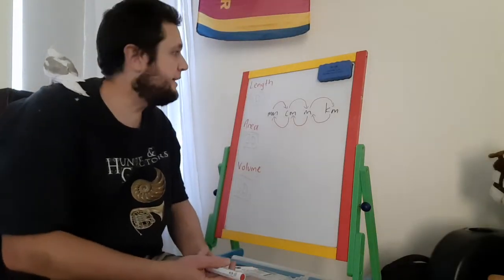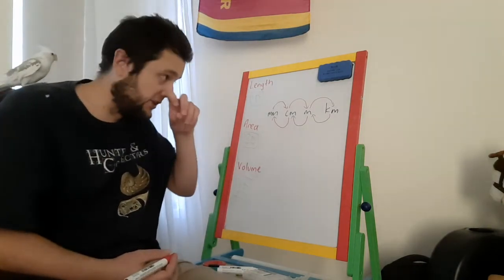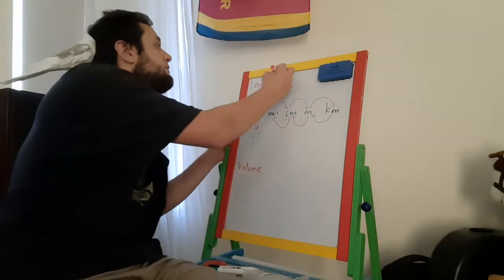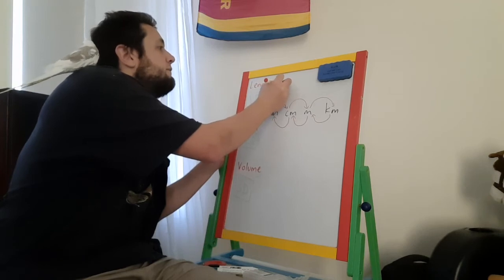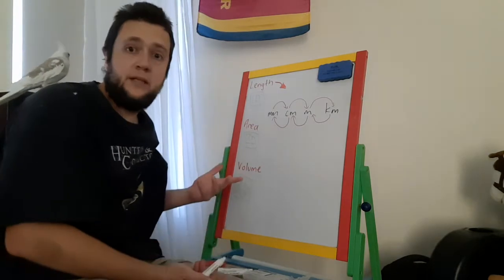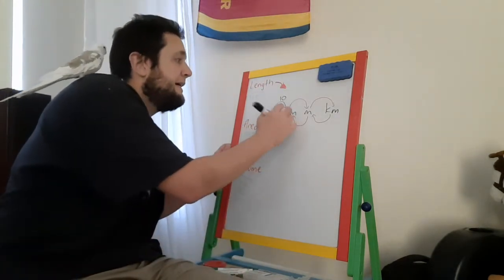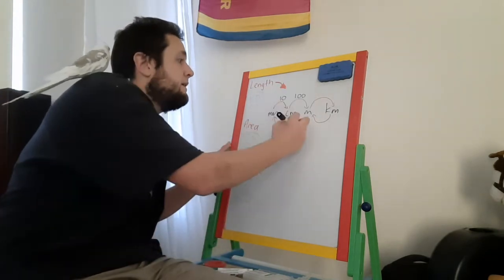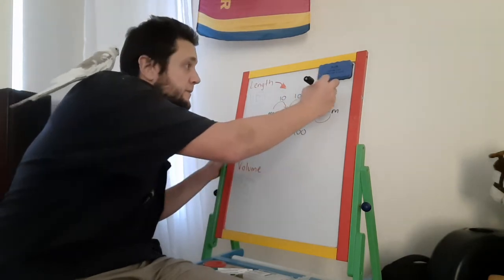All right. Now, I'm just going to quickly talk through what actually changes in your conversion rates when you go from length to area to volume. So first off, this is a diagram we're going to do for length. All right, we're going to look at length first. Now, first off, how many millimetres are in a centimetre? 10. How many centimetres are in a metre? 100. How many metres are in a kilometre? 1,000.